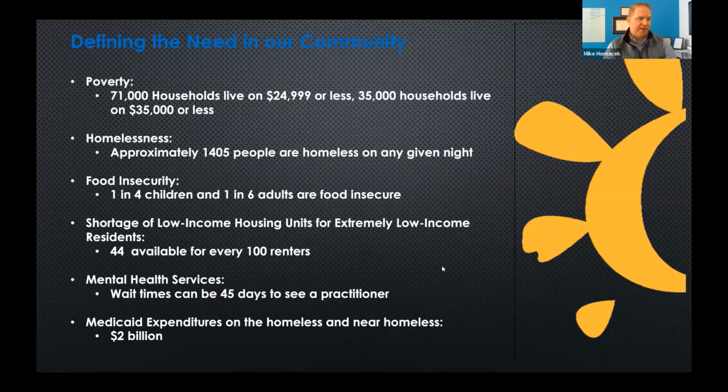But the big one that I think, if you look at the exhibit that Howard has put together and you really tie it to our community, the statistic that I think is really important is 1 in 4 children and 1 in 6 adults in the state of Nebraska are food insecure. And that's a pretty large number when you look at the population in the state of Nebraska.